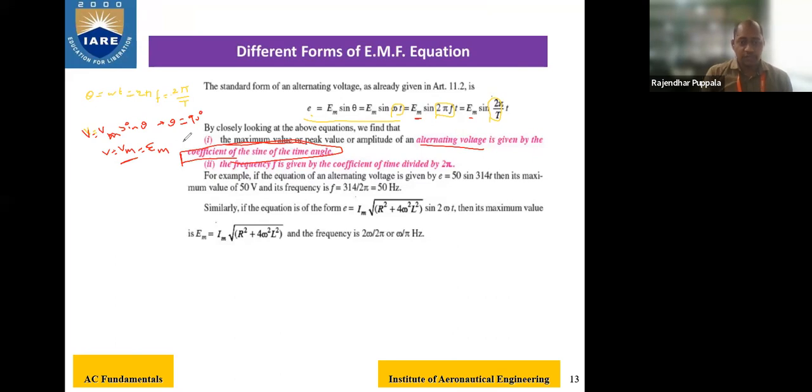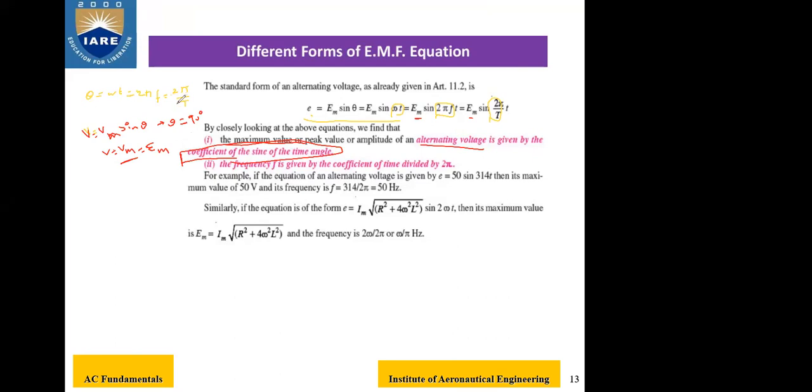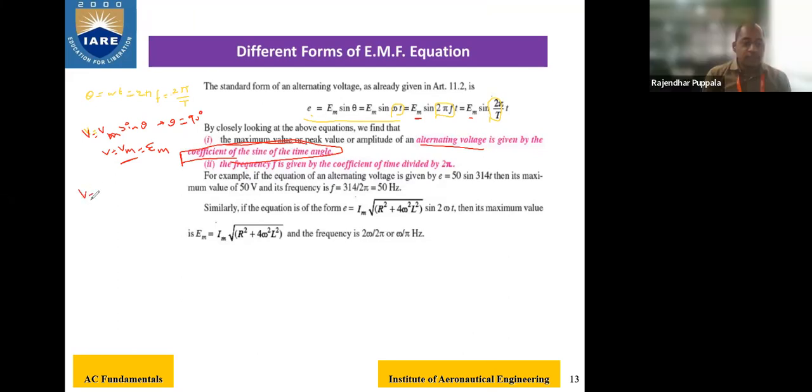Let us take this waveform. V is equal to 30 sine 314 t. What is the peak value of this sine waveform here? That is Vm.